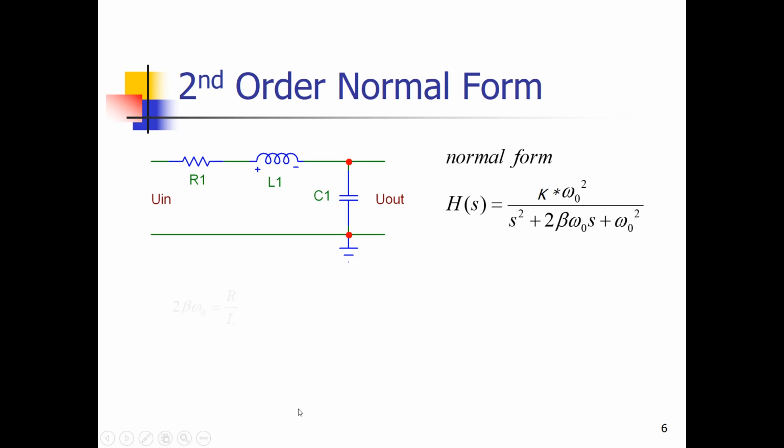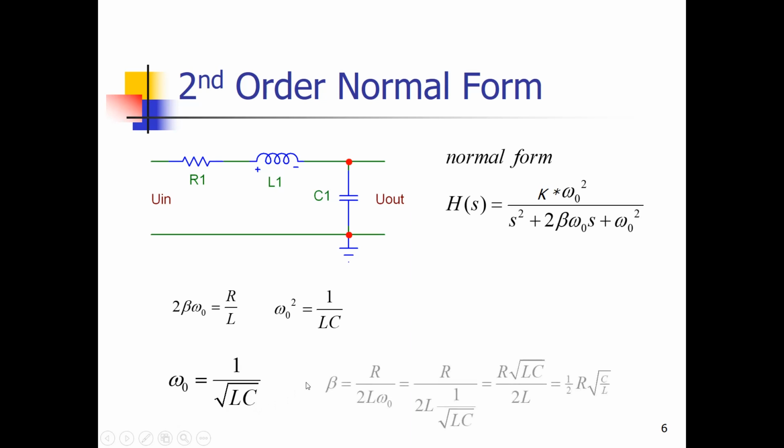So let's do it. I have 2 times beta times omega 0 was R over L, and omega 0 squared was 1 over LC. So starting with this one gives us omega 0 is 1 divided by the square root of LC. And of course, when you look at it purely mathematically, then it should be plus or minus 1 over the square root of LC. But we as physicists or engineers know that our frequency will only be a real value. So I only take the positive value, 1 over the square root of LC.